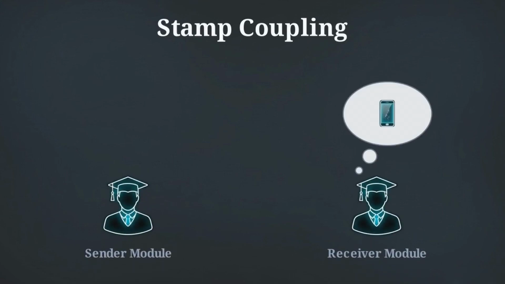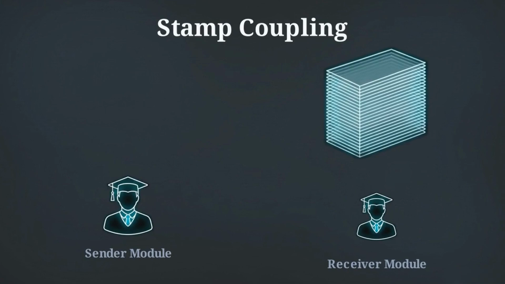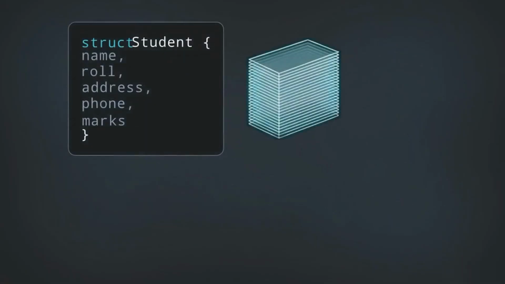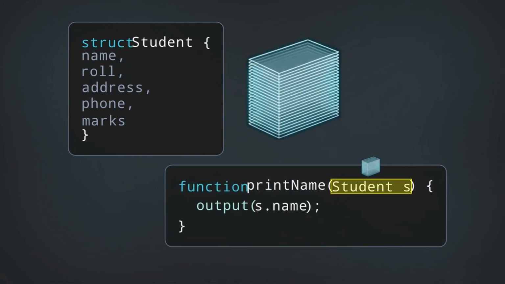Imagine a friend asks for your phone number, and in response, you hand them your entire 500-page personal file. Stamp coupling occurs when you pass a complex data structure into a function that only uses a single minor field from that structure. You are transferring unnecessary data, which increases the dependency between those modules.